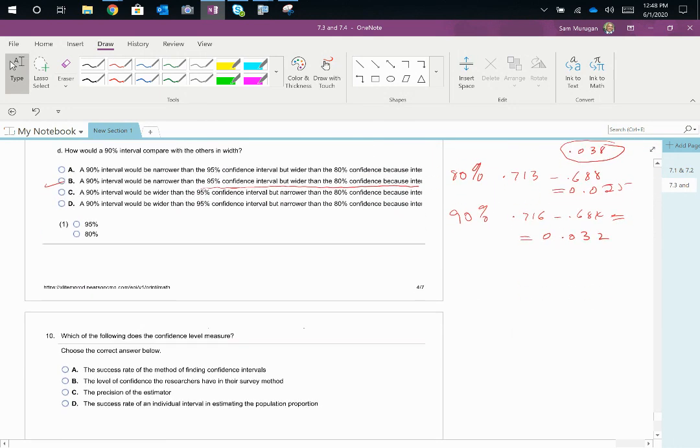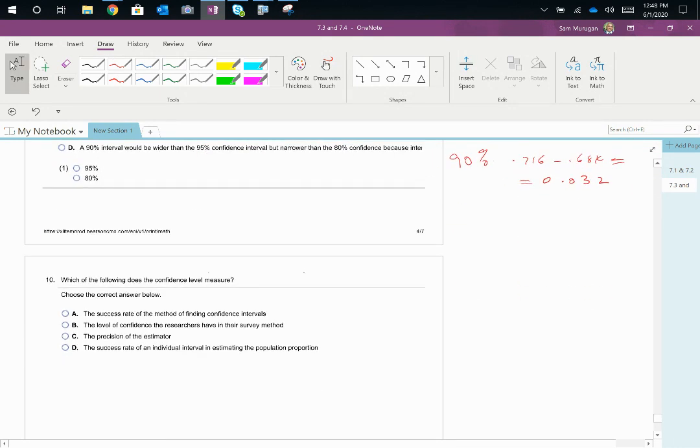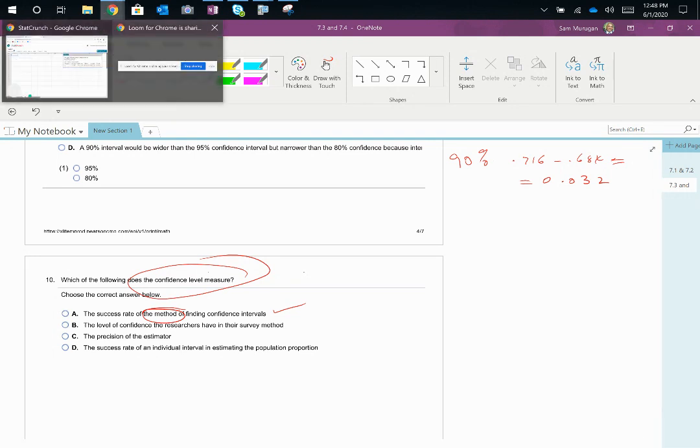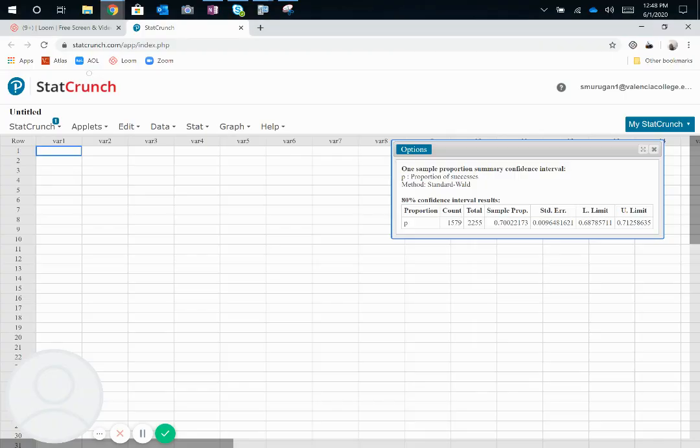Okay, last question is asking you, which of the following does the confidence level measure? Remember, I kind of emphasized this in the notes. It simply refers to the success rate of the method of finding the confidence intervals. Okay, I know this has been kind of a tough lesson, and I hope you guys were able to follow me. Let's go ahead and finish.